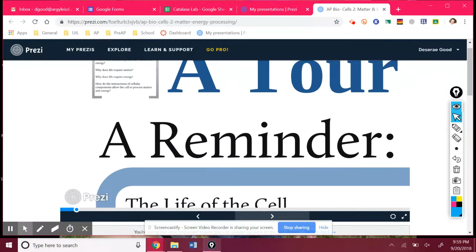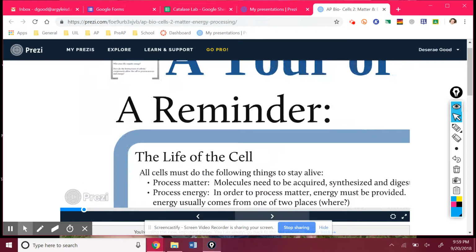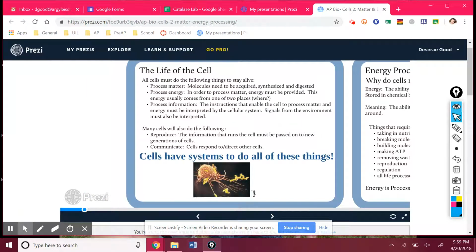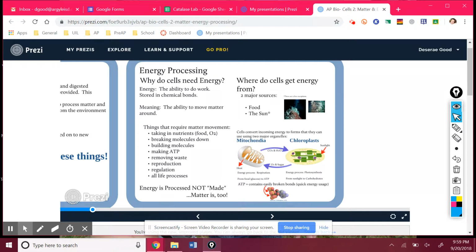This one goes into the organelles necessary for processing energy and matter, the parts of the cell necessary for processing energy and matter. This first little part just reminds you, hey, if you're going to be considered living, these are the things you must be able to do, right? Genetic material, process, use energy, homeostasis, so on and so forth.